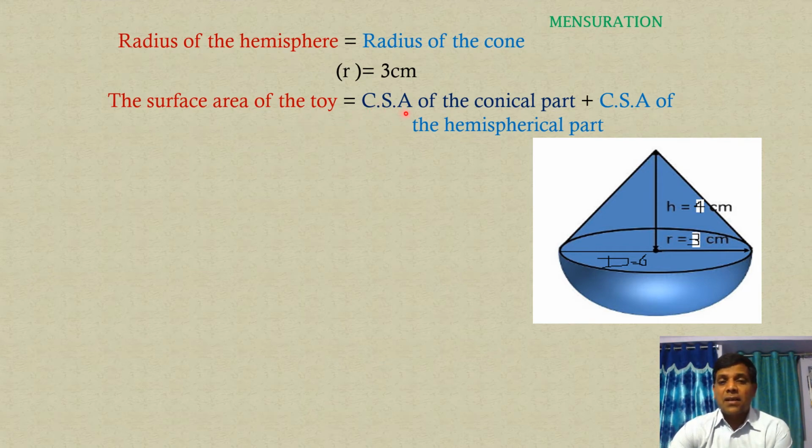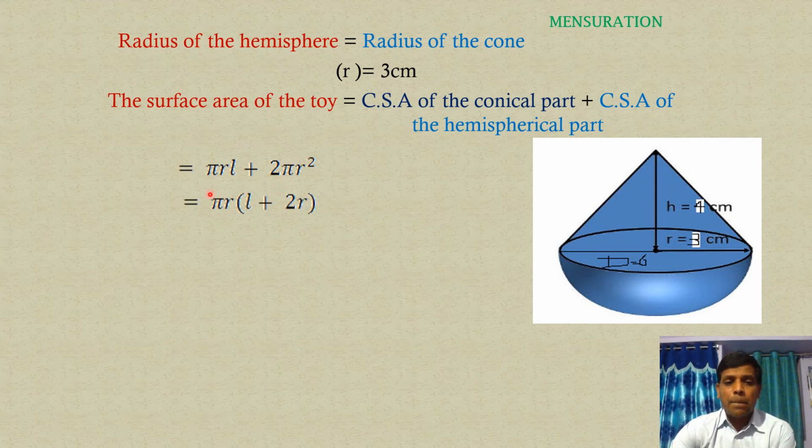CSA, curved surface area of the conical part, plus CSA of the hemispherical part. What is the formula for CSA of a cone? Pi RL. CSA of hemisphere, 2 pi r square. These two are suitable for the given solid. That is the formula. CSA of the conical part, pi RL, plus CSA of the hemispherical part, which is equal to 2 pi r square.